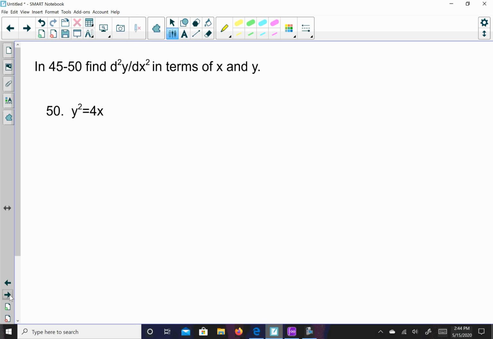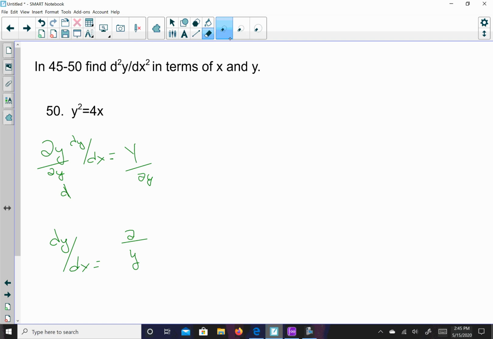Find, no, it's not. Find the second derivative in terms of x and y. So when I take the first derivative, that's going to be 2y dy/dx is equal to, and then the derivative of 4x is just 4. So divide both sides by 2y, and I'm going to have dy/dx is equal to 2 over y. So that's my first derivative.